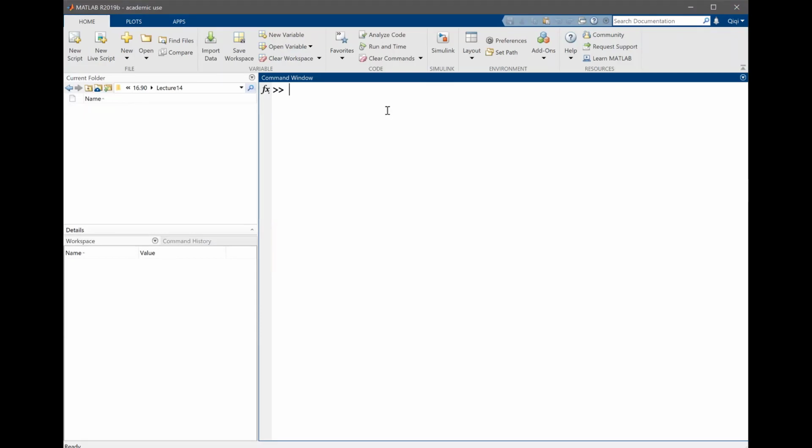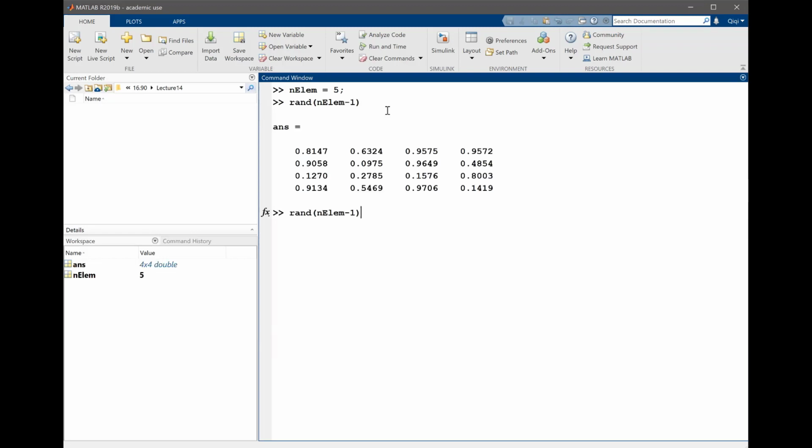So let's start. How many elements would you like us to solve with? Just give me a number. 5. Okay, and I'm going to do something pretty weird. If we have 5 elements, then we have 4 nodes between 0 and 1, excluding 0 and 1 themselves. So I'm going to do a rand of n elements minus 1.